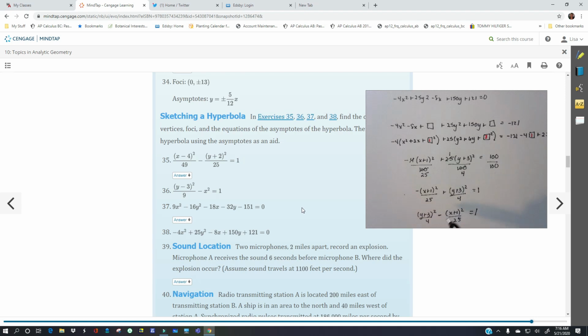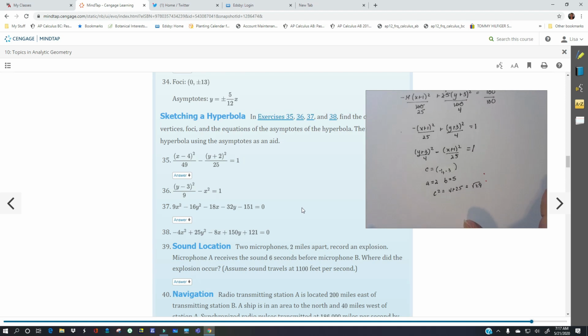Well, let's see. My center, gosh, I keep doing this. I'm having dyscalculia today. My center, I'm sorry, is negative 1, negative 3. A is 2, and that means that B is 5, and C squared is going to be 4 plus 25, which is root 29. Right? So if I had to sketch this thing, I might want to find the asymptotes, but we're not going to do that. I know I can plot my center at negative 1, negative 3. There's my center, right?